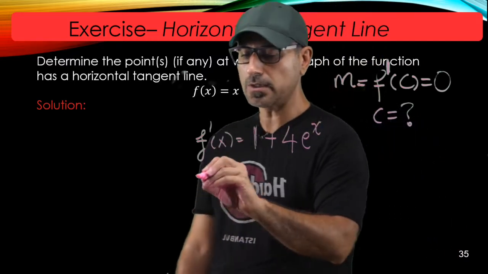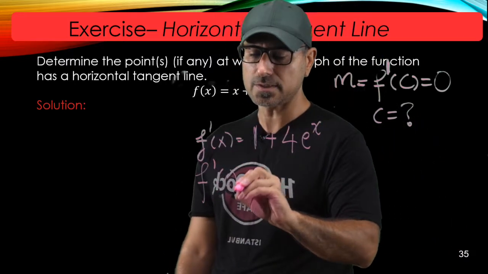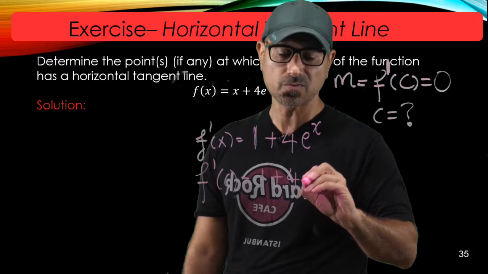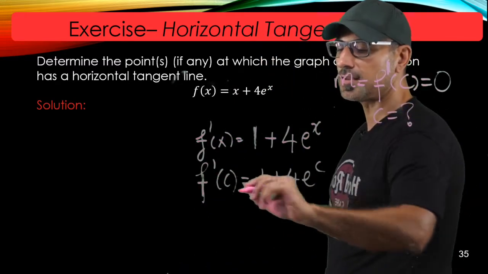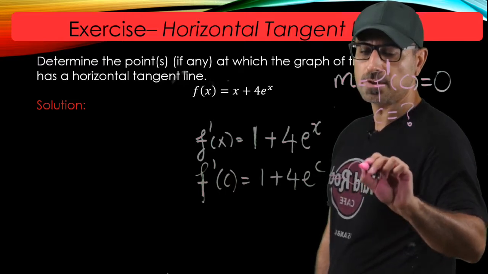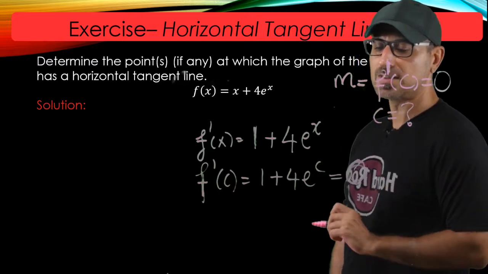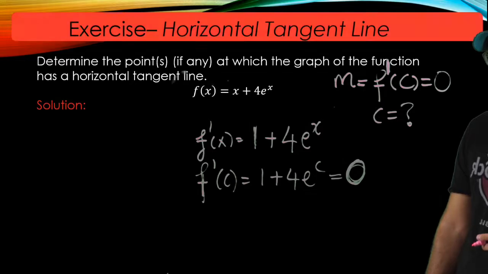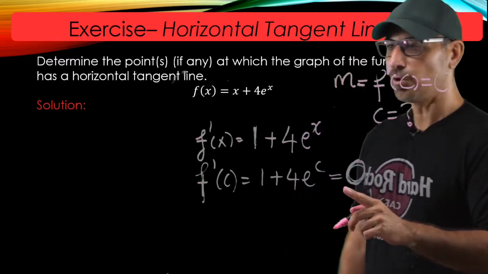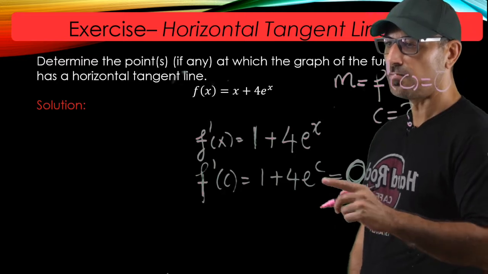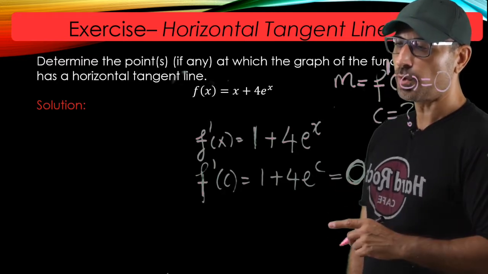So in particular, we check f prime at c. That is 1 plus 4e to the c. And I want to set this equal to 0 because I want the slope at point c to be equal to 0. Well, this is something that we recall from pre-calculus, solving an equation involving an exponential quantity.